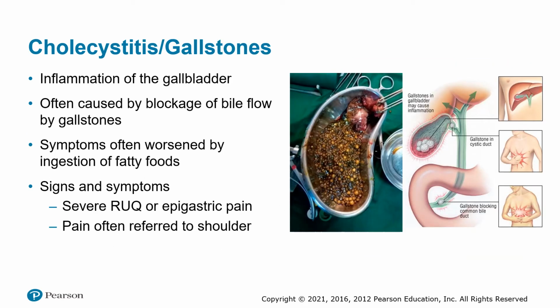Cholecystitis, or gallstones, is inflammation of the gallbladder. It's often caused by blockage of bile flow by gallstones. Symptoms are often worsened by ingesting fatty foods, and it can cause severe right upper quadrant pain or epigastric pain, and sometimes pain referred to the shoulder.